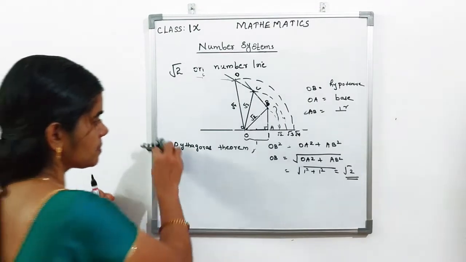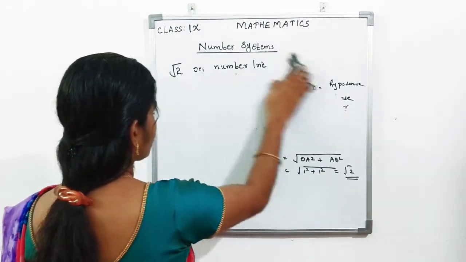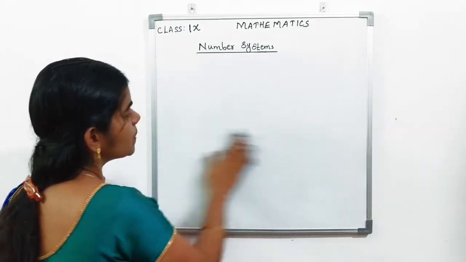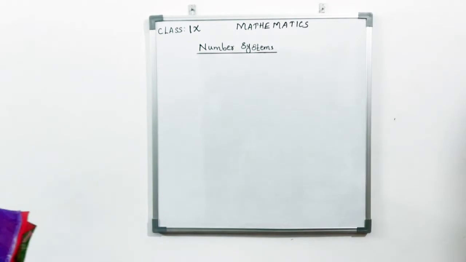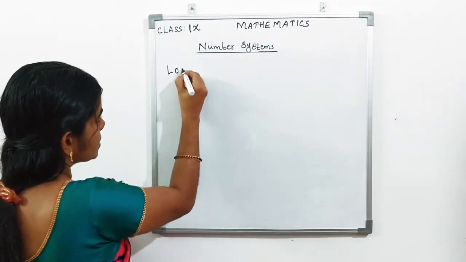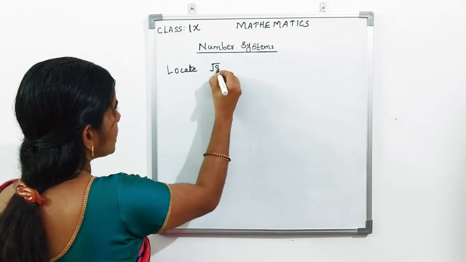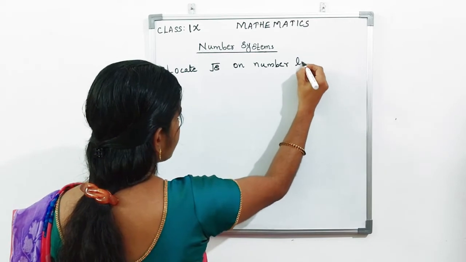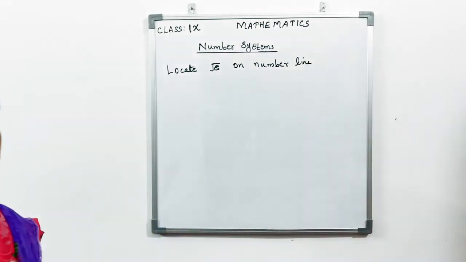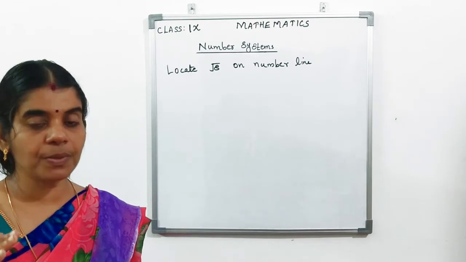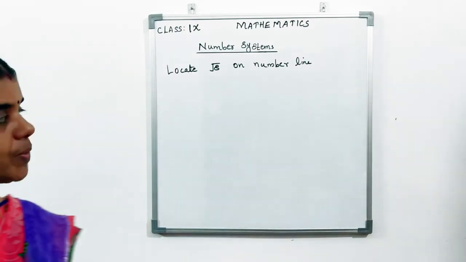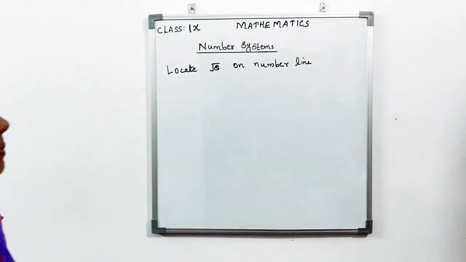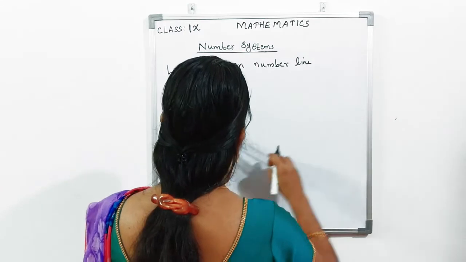Then I will show one more question here. All of you listen. Suppose that you want to mark root 8 on the number line. Locate root 8 on number line. Normally root 8 means you want to go from root 2, root 3, root 4, like that. Then one method is like that we can mark root 8. Another method also I am showing, just listen.